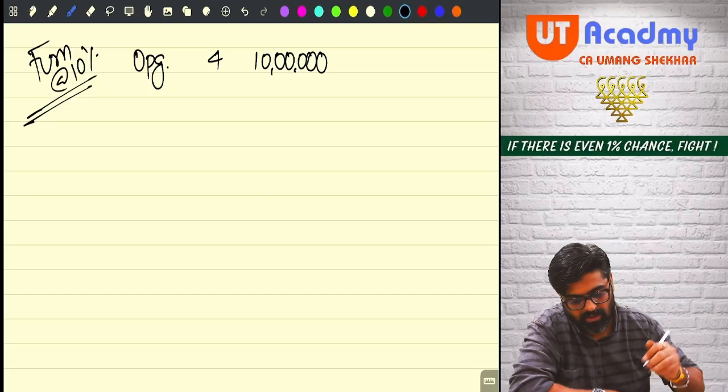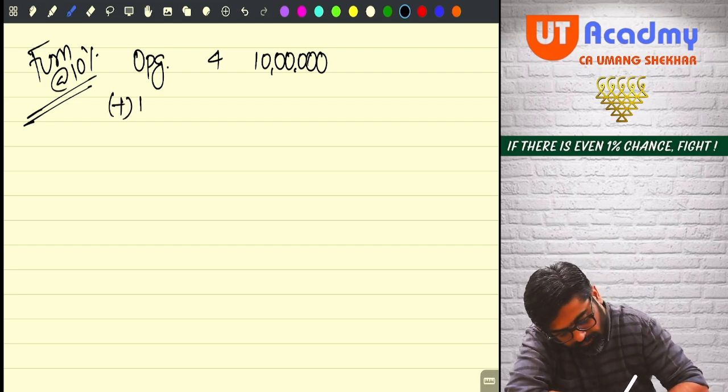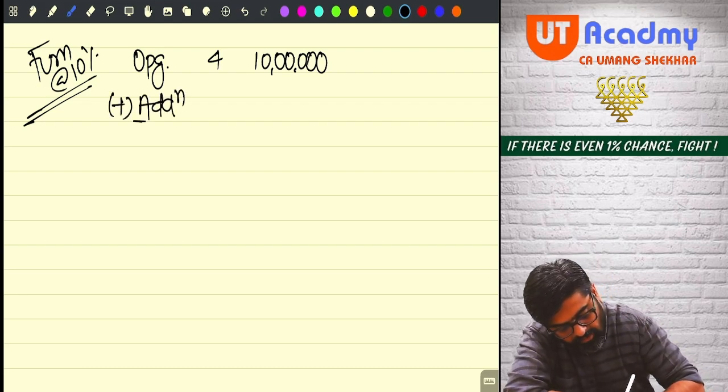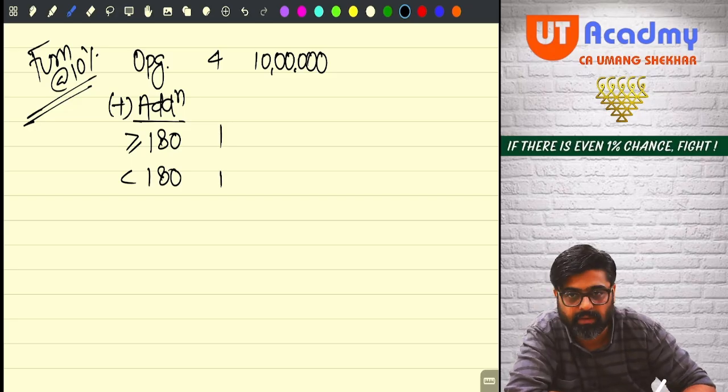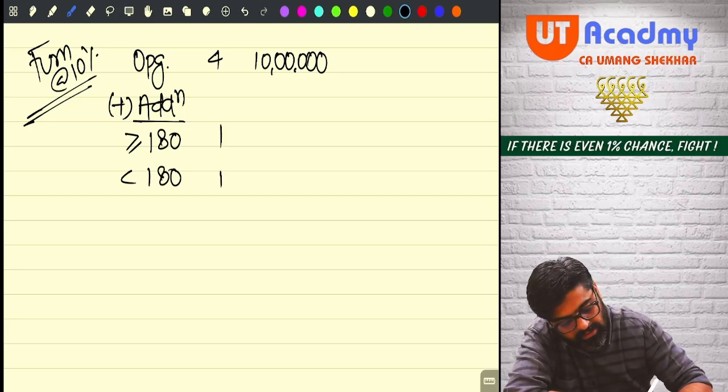Yes or no? Now, is there any additions? Yes, additions can be greater than or equal to 180 days also and less than 180 days also. Yes or no? So I have acquired one furniture each. So the value of one furniture was 5 lakh.